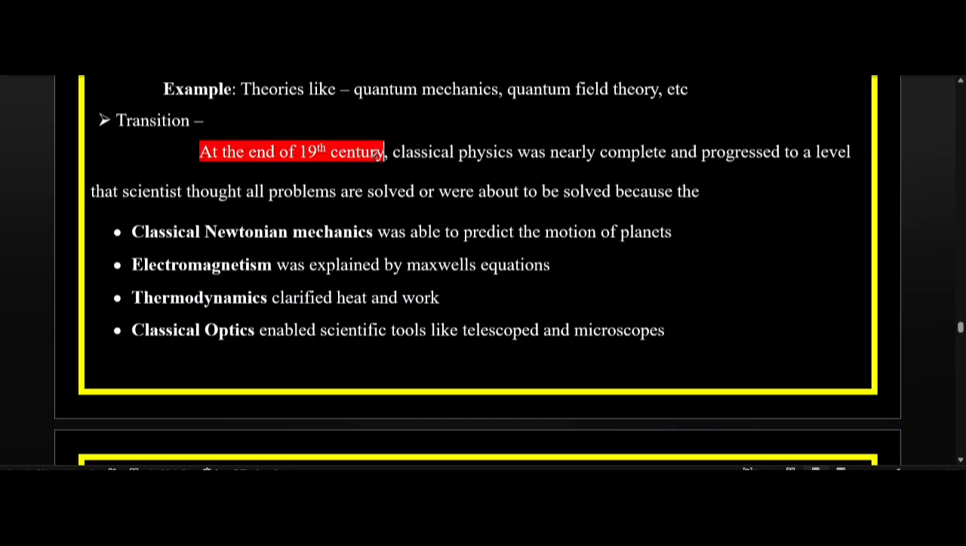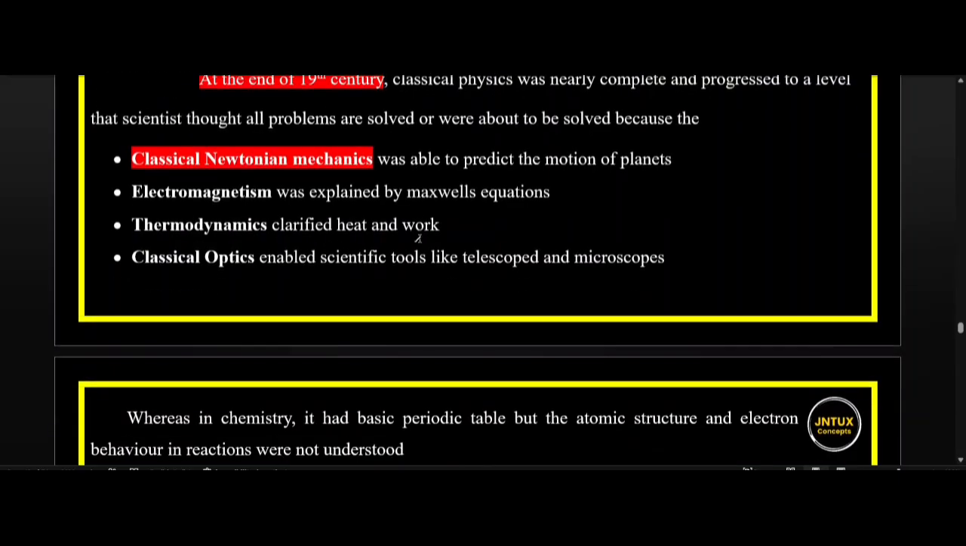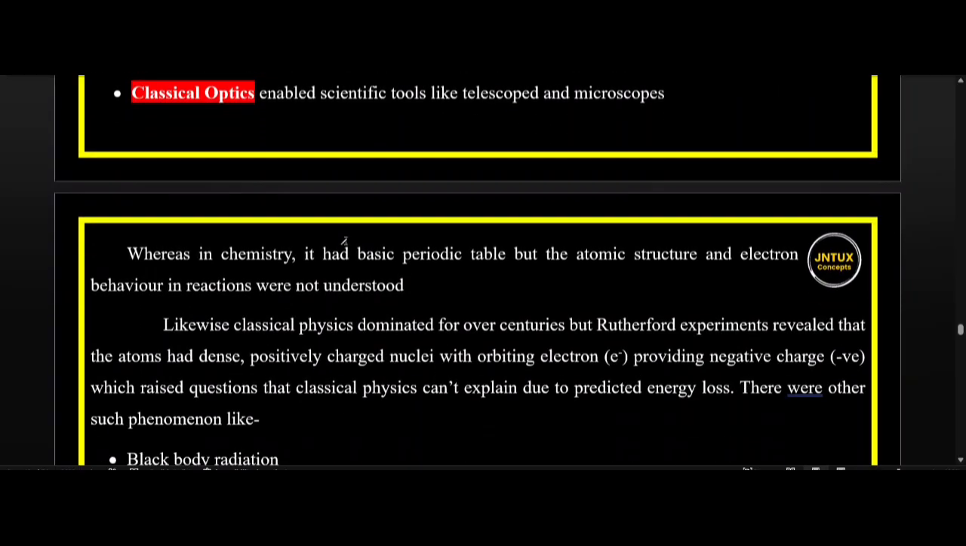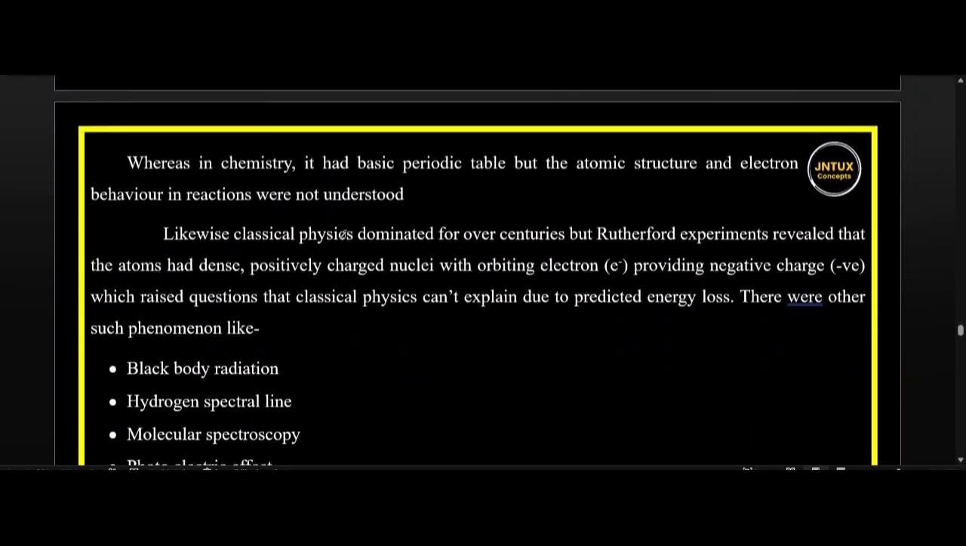At the end of the 19th century, classical physics was nearly complete and had progressed to a level that scientists thought all problems were solved or about to be solved, because classical Newtonian mechanics was able to predict the motion of planets. Electromagnetism was explained by Maxwell's equations. Thermodynamics clarified heat and work, and classical optics enabled scientific tools like telescopes and microscopes. Everything seemed to be perfect, and all those theories helped to develop the physics principles in a great way.